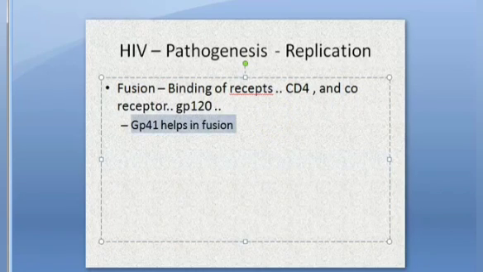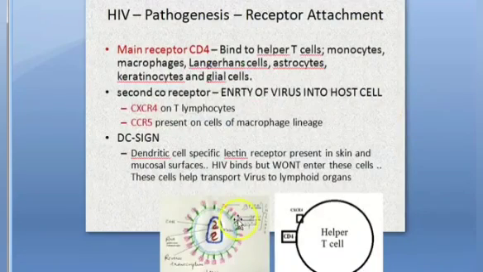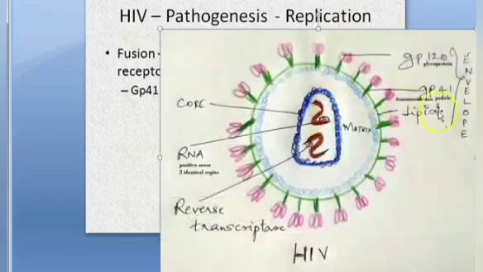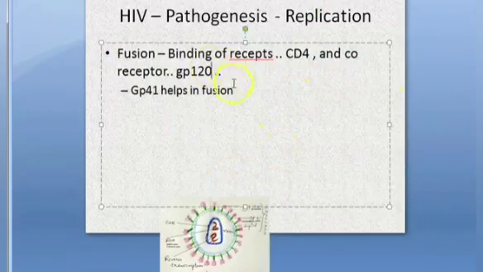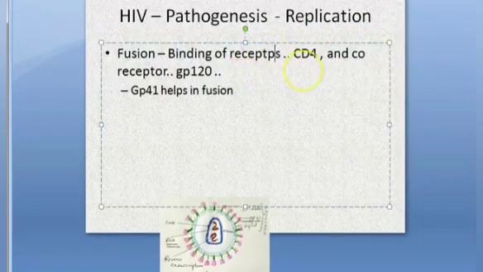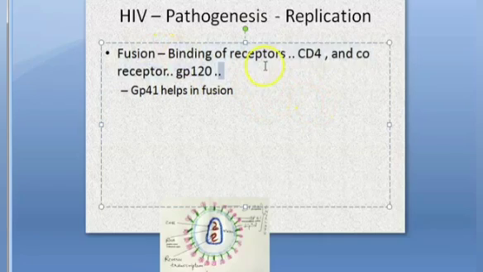So you remember GP41. GP41 was actually the transmembrane peptide. Remember this diagram? We have already seen this. GP41 is the transmembrane peptide. It's called the fusion protein. It will help in the fusion of all these things: the receptor, the co-receptor, and GP120. All these things will bind and fuse.